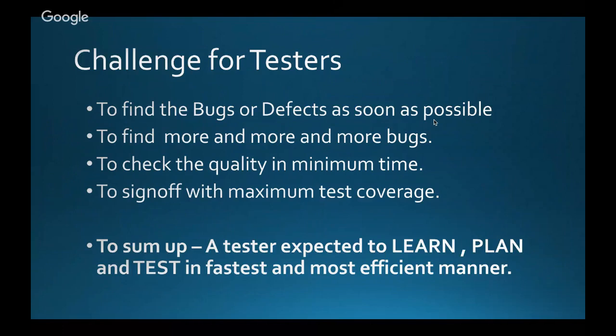If at all we have an issue, we have to report it faster, and we are covering as much as possible and reporting more and more bugs. So how can this be done? This can be done only if a tester is learning, planning, and testing at the same time. Then only can he perform in the fastest and most efficient manner.